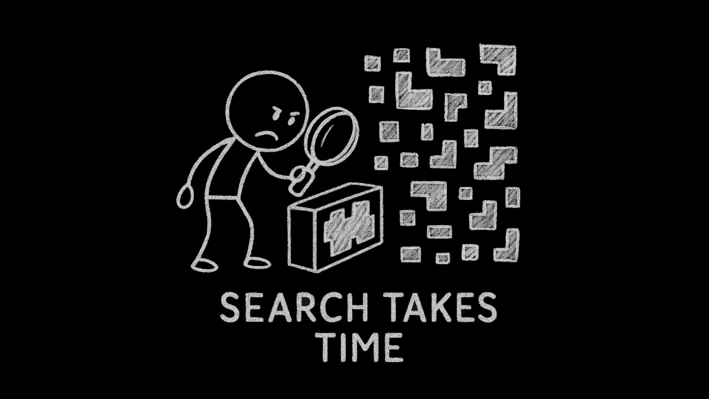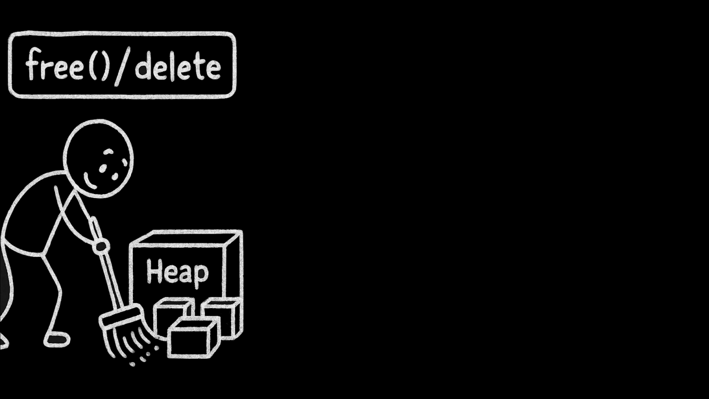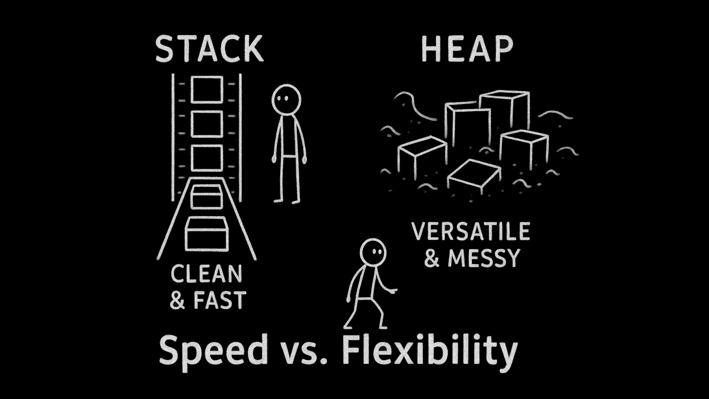Heap memory is slower to allocate because the system has to search for available space. Over time, memory can become fragmented, as our data can get broken into smaller chunks, making allocation even slower. And unlike the stack, heap memory doesn't clean itself up. We either free it manually or rely on a garbage collector. And if we don't manage it correctly, we end up with memory leaks. No matter what language we use, the stack gives us speed and the heap gives us flexibility.